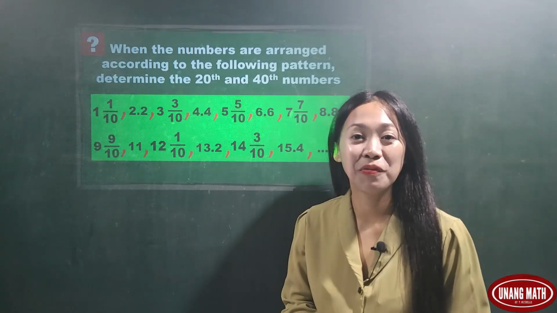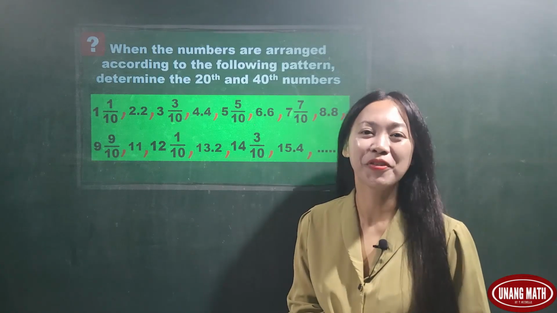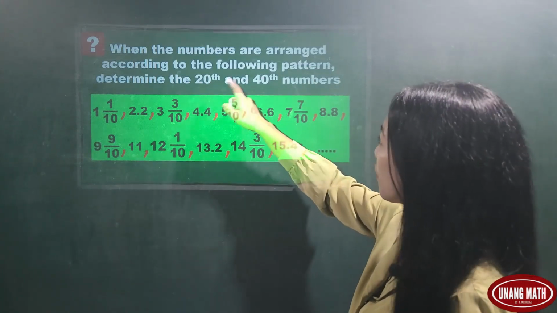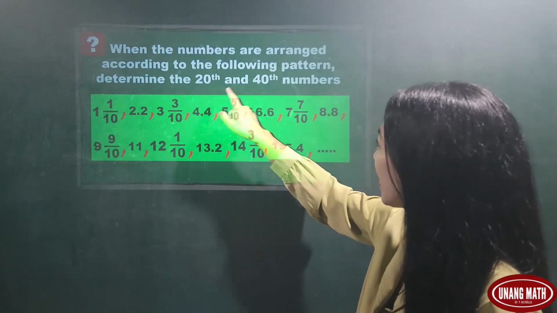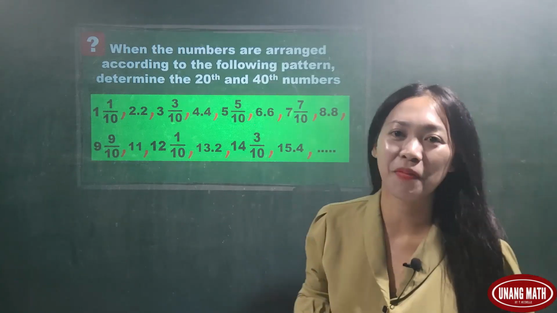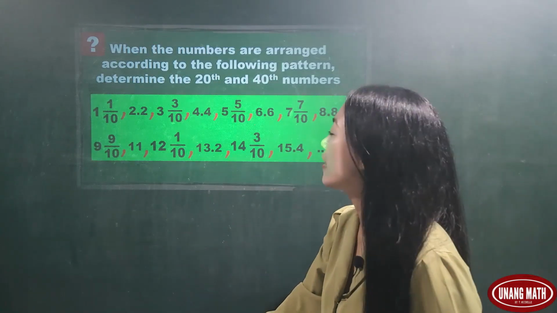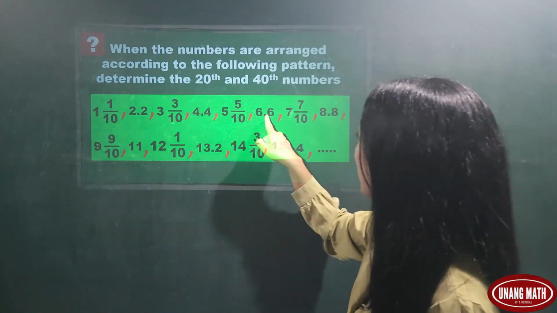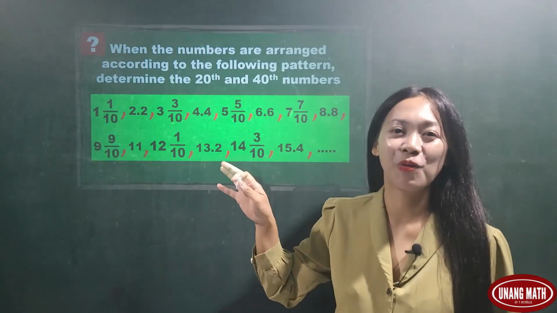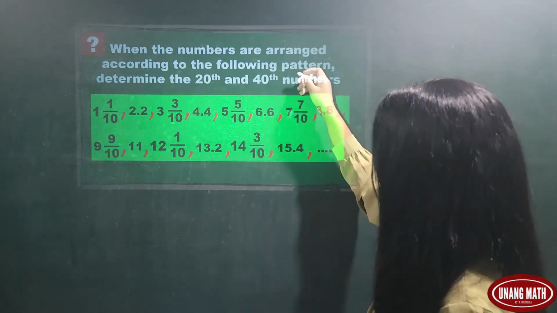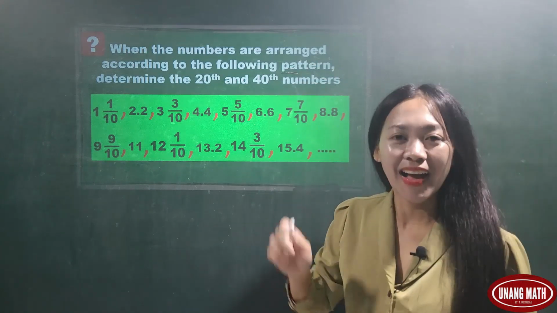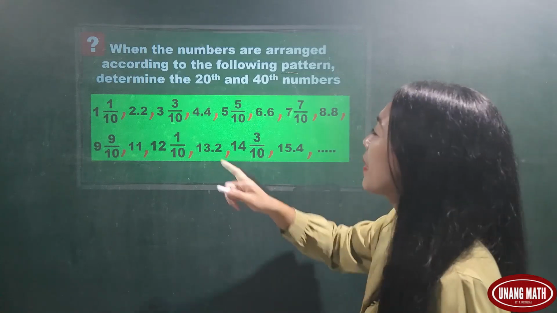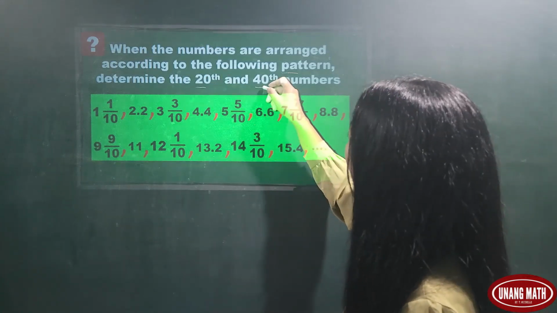This time, we will solve an advanced math problem involving fractions and decimals. When the numbers are arranged according to the following pattern, determine the 20th and 40th numbers. Okay, meron tayong mga numbers dito. Specifically, mga fractions at mga decimal numbers. Ang mga numbers na ito are arranged according to a specific pattern or rule. At kailangan nating malaman ang pattern or ang rule na ito para malaman natin kung ano ang 20th and 40th numbers.